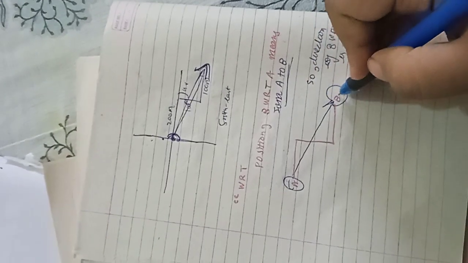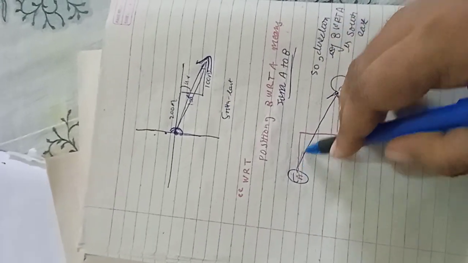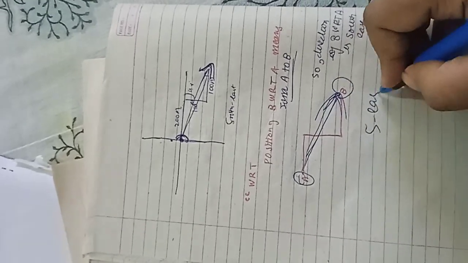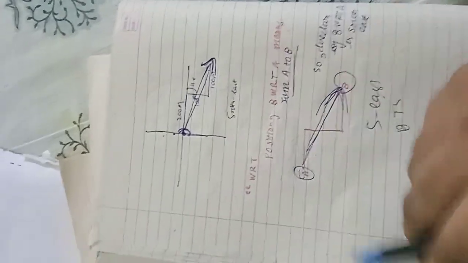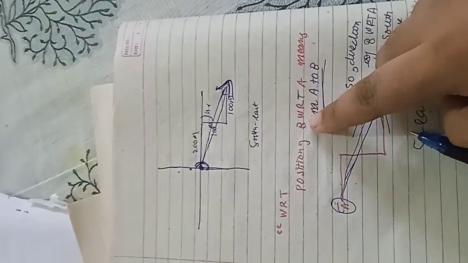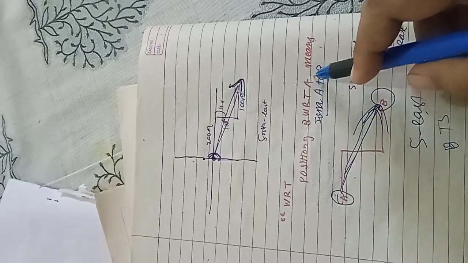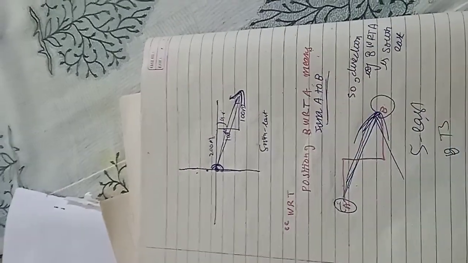So position of B with respect to A means A से एक line जोड़ो B की तरफ. So this is south east. B is southeast of A. Position of B is southeast of A. Position of B with respect to A means A से एक line जोड़ो B की तरफ.